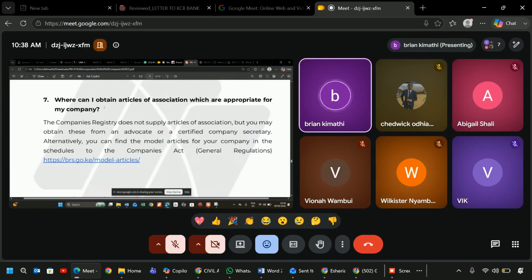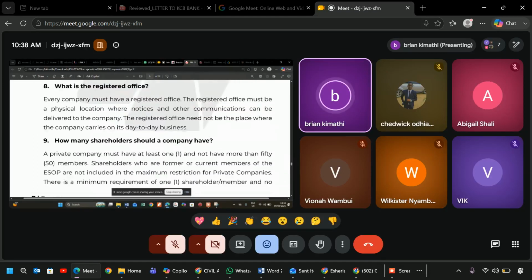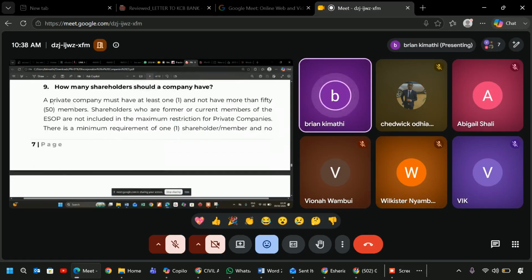Where can I obtain articles of association which are appropriate for the company? What is the registered office? How many shareholders? This is very important. A private company must have at least one and not more than 50 members. So you can have a one-man company, but your members cannot exceed 50. Shareholders who are former or current members of the ESOP are not included in the maximum restriction for private companies.